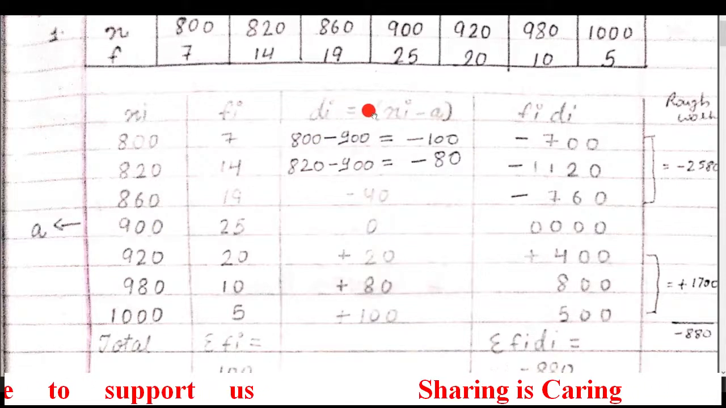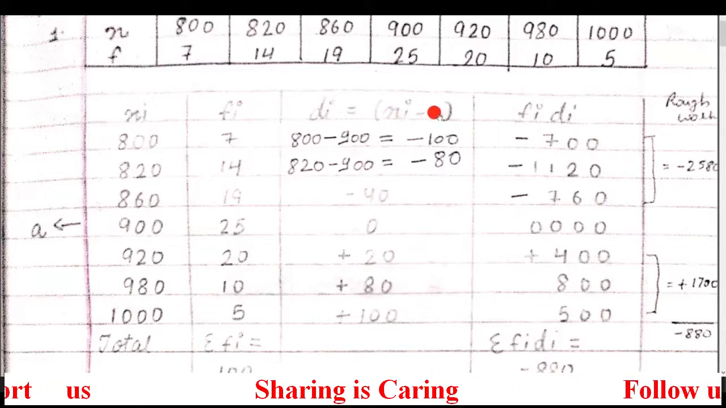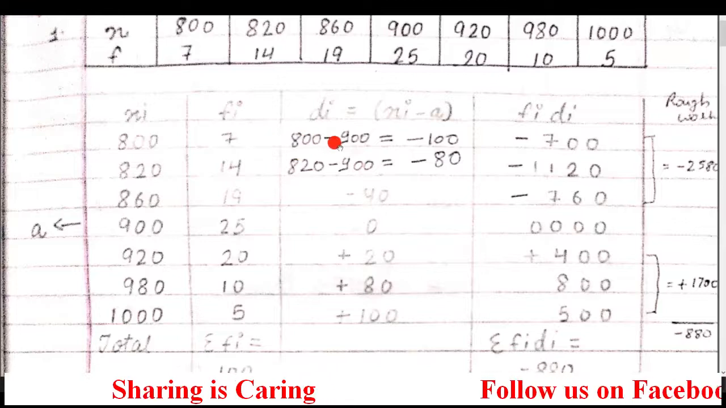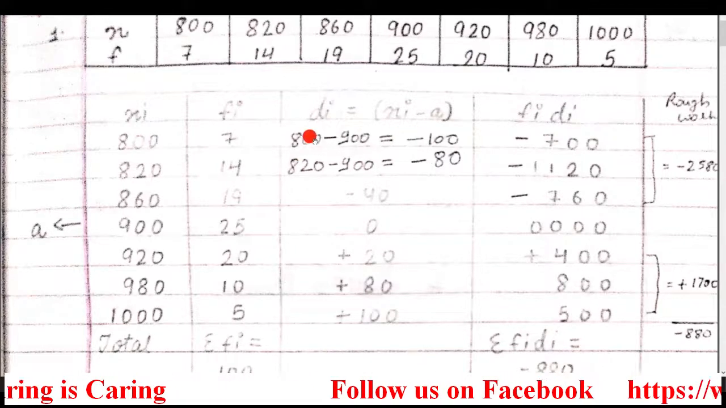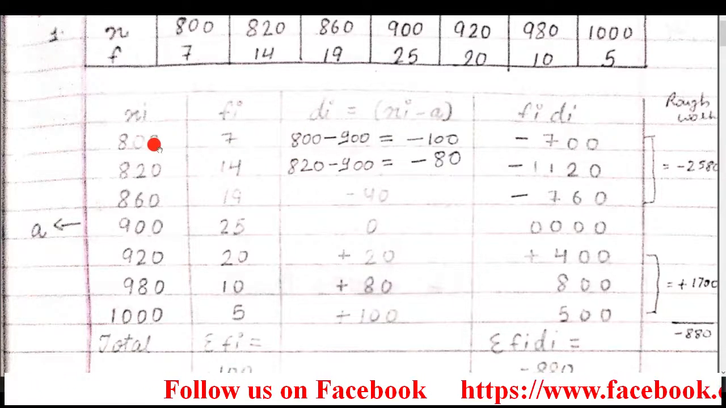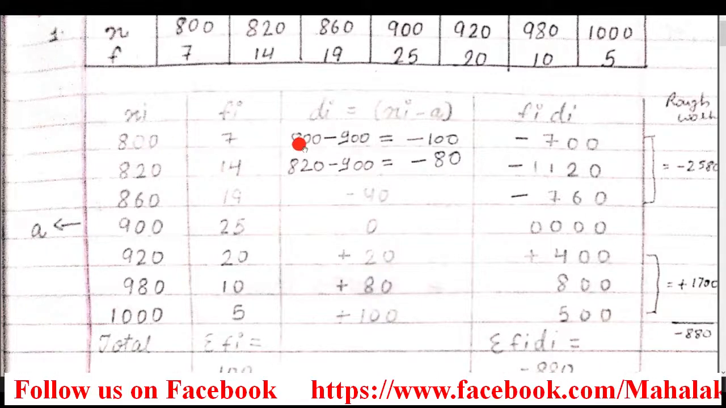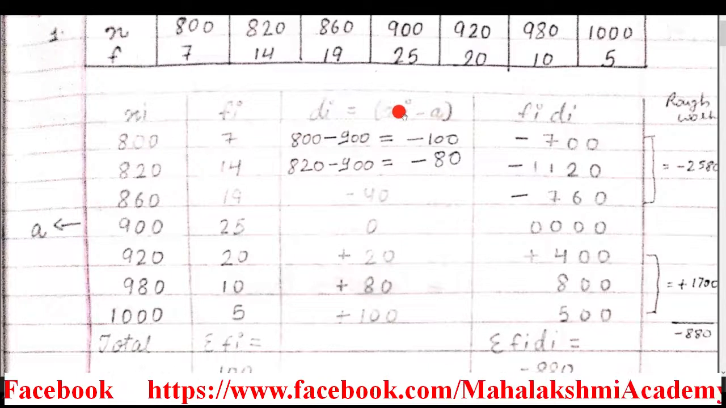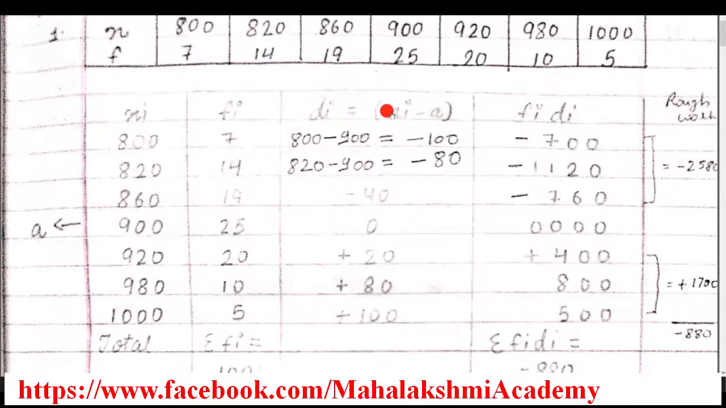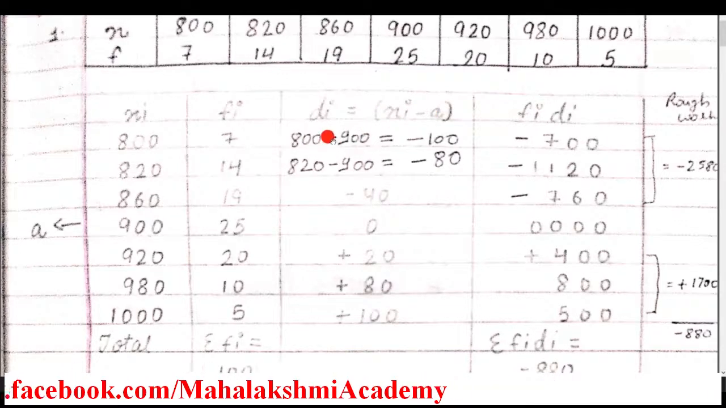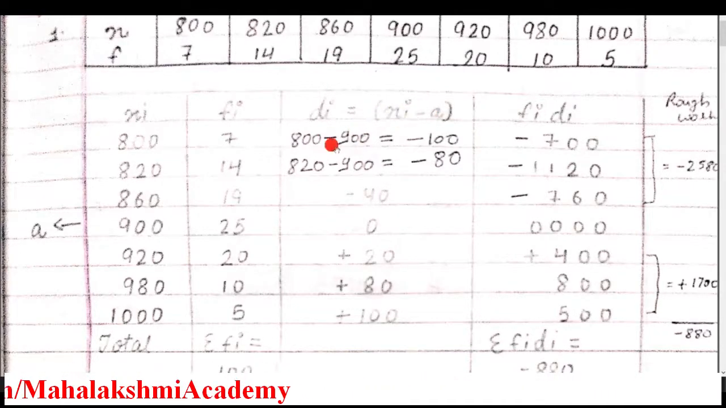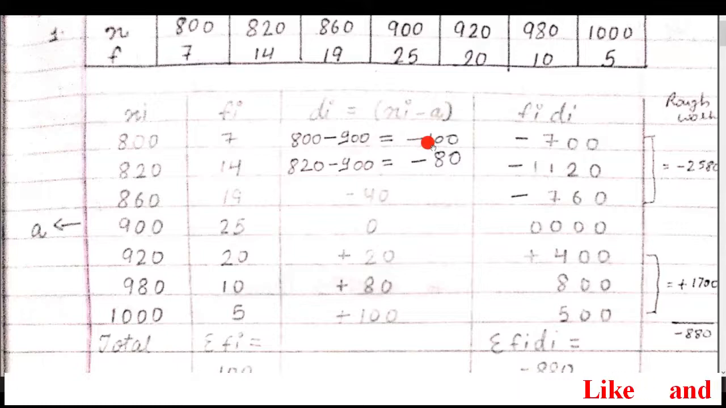Now the formula of di is xi minus a. So for entering the data in this row, we'll see what xi is for this row. The xi for this row is 800. That's why I wrote 800 here, because the formula is xi minus a. So instead of xi, I wrote 800, then minus a. What is a? A is 900. So 900 here. Then 800 minus 900 is minus 100.